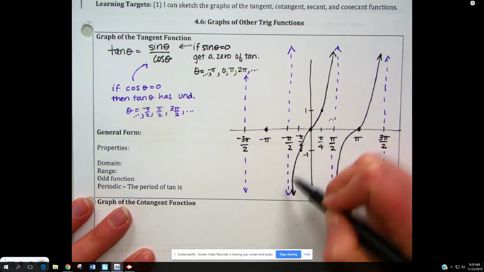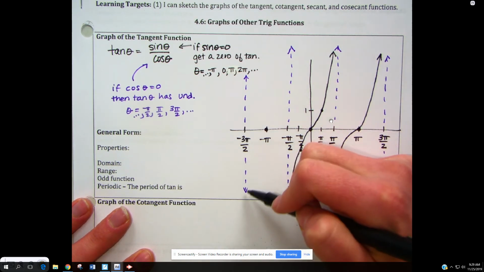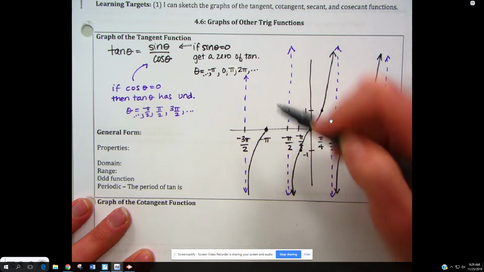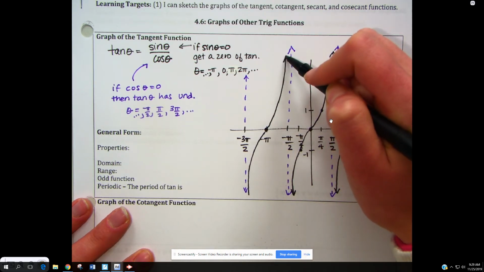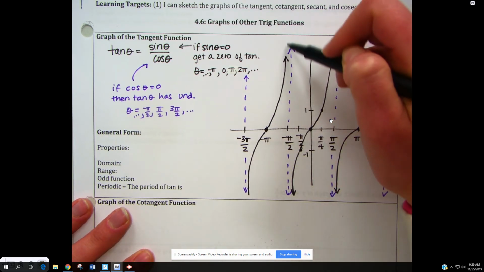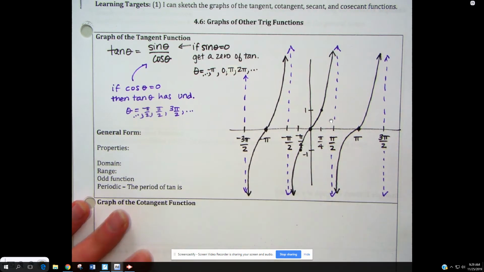And tangent is an increasing function. It goes uphill, and on the left-hand side of each of those curves, it's going to fall towards negative infinity, and on the right-hand side of each curve, you're rising and rising to positive infinity. So it looks like that.